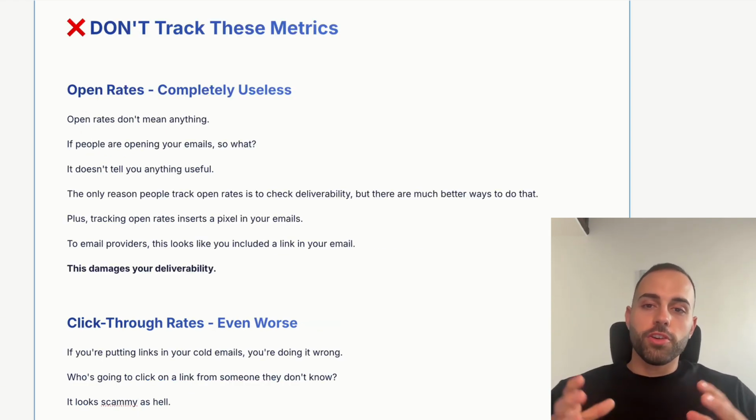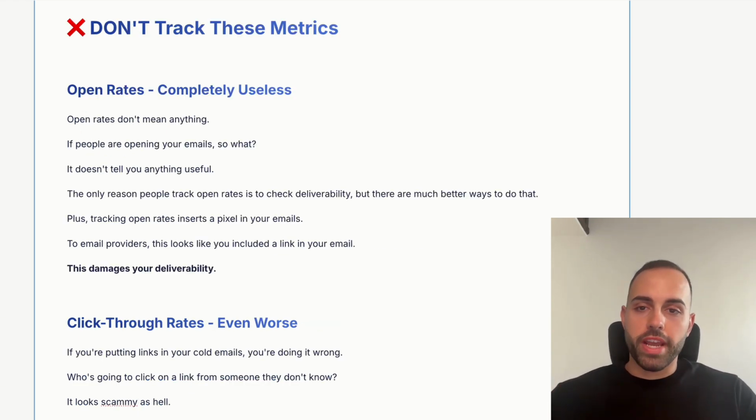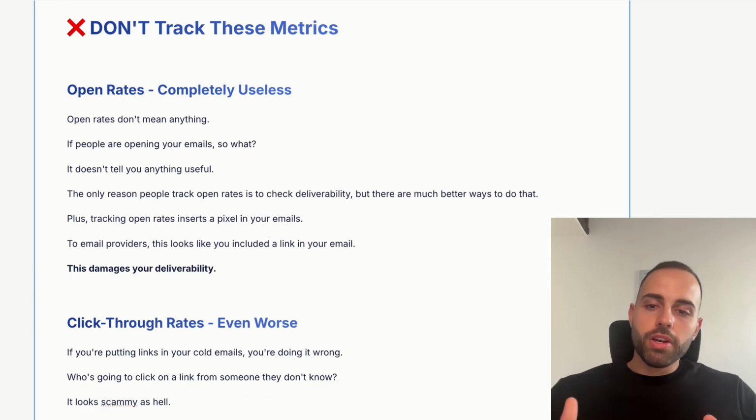So the first metric that you should not be tracking is open rates because it's completely useless. Open rates do not mean a thing. If people are opening your emails, so what? It doesn't tell you anything useful. The only reason people track open rates is to check deliverability. But even then, there are much better ways to do that with other metrics that I'm going to walk you through later on in the video.